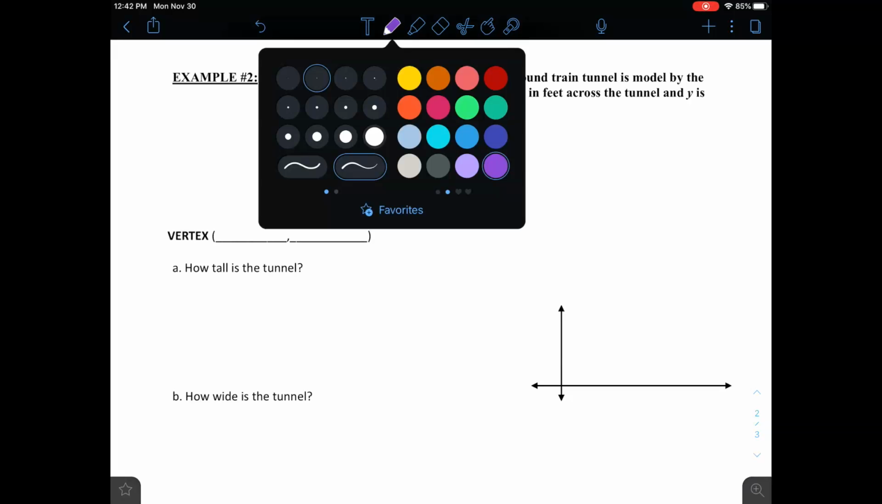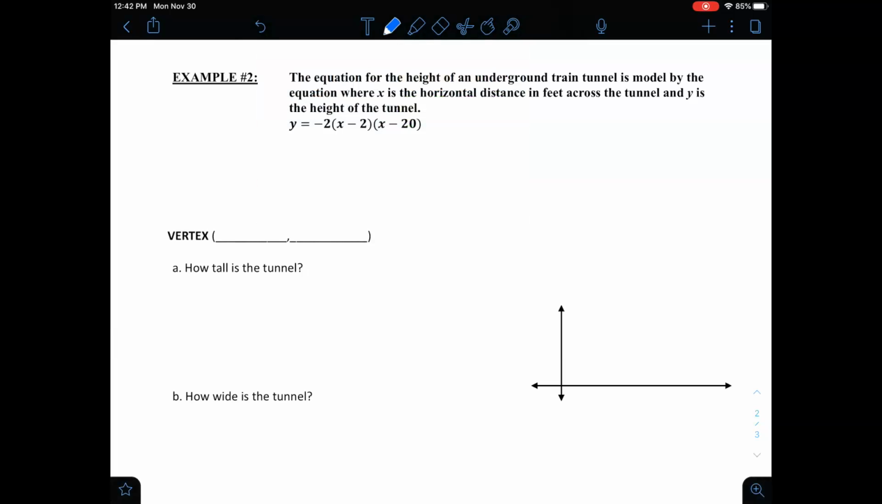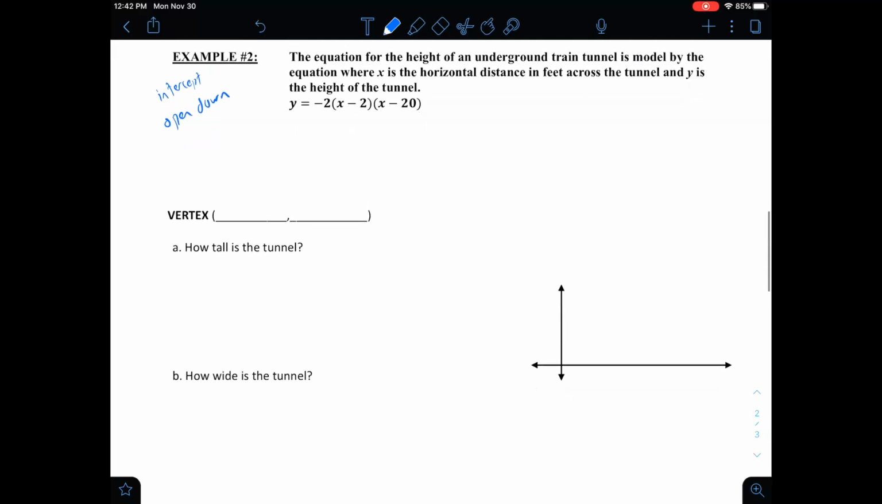So is this going to be standard, vertex, or intercept form? Hopefully you said intercept form. And it's also going to be open up or open down. What's this -2 telling us? It's open down. So for this problem, we're actually looking for what the tunnel looks like.